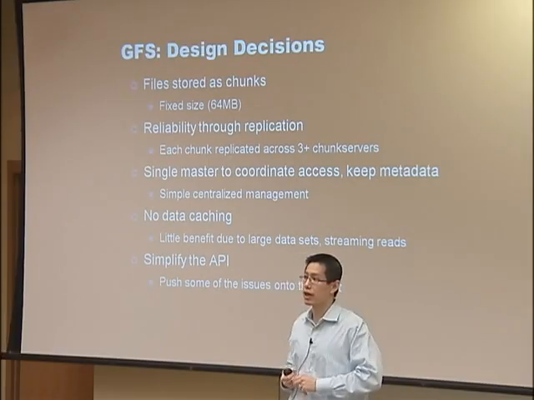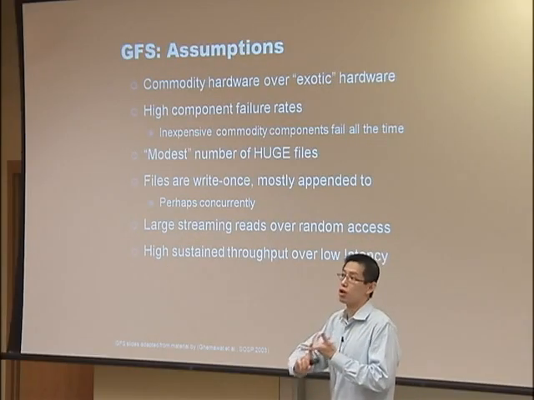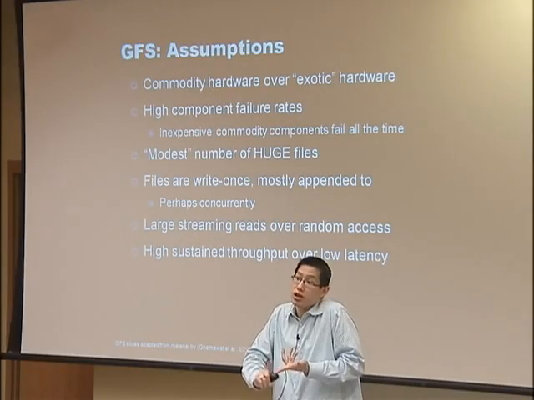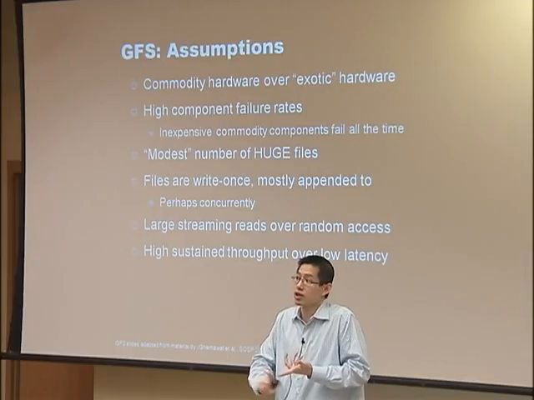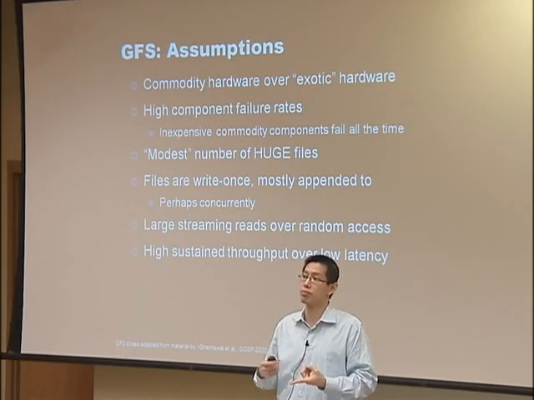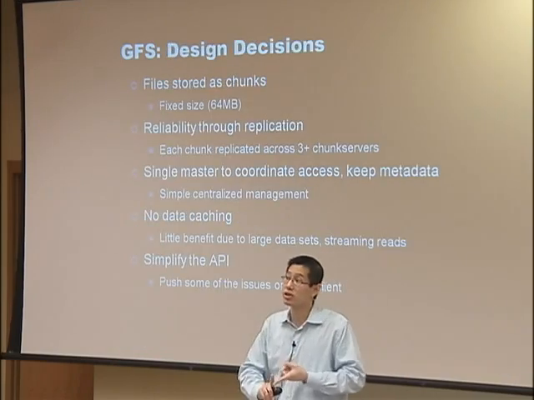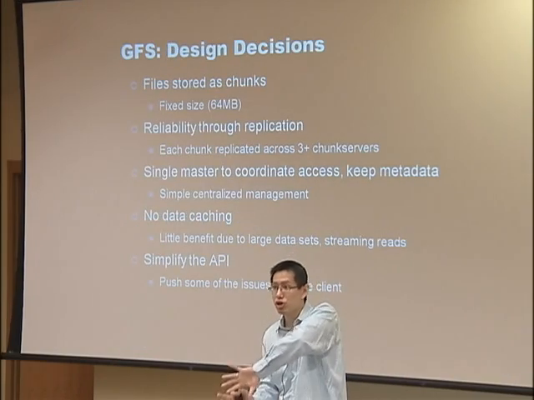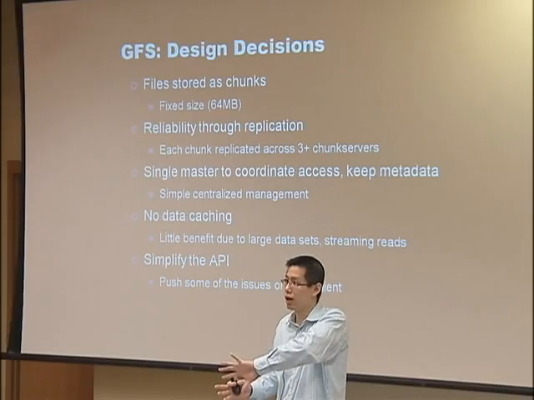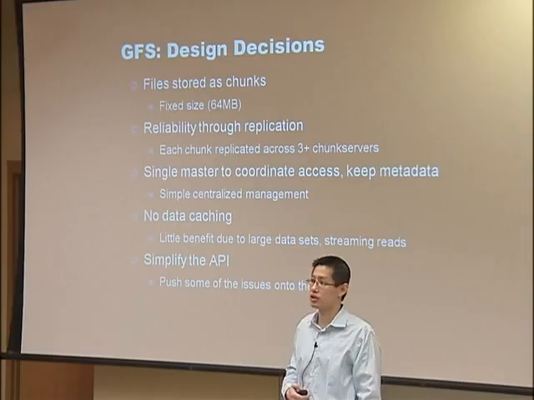Interestingly enough, there's no data caching. If you think about the typical loads, if you're going to do long streaming reads, for example, caching is not going to be a benefit anyway. And if you do caching, you have to worry about cache coherence, and it introduces complexities. Another design decision was to have a very simple API and push a lot of the work onto the clients, the applications that are reading using the file system.